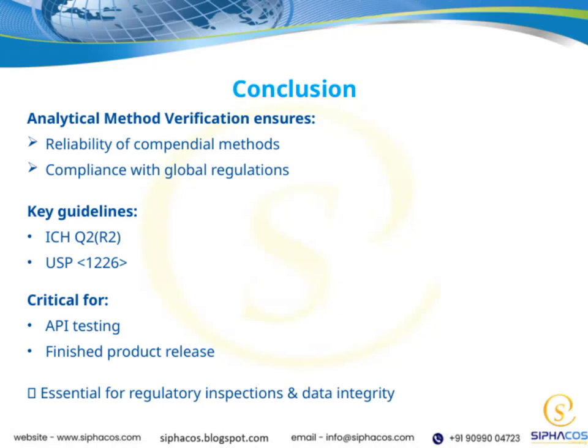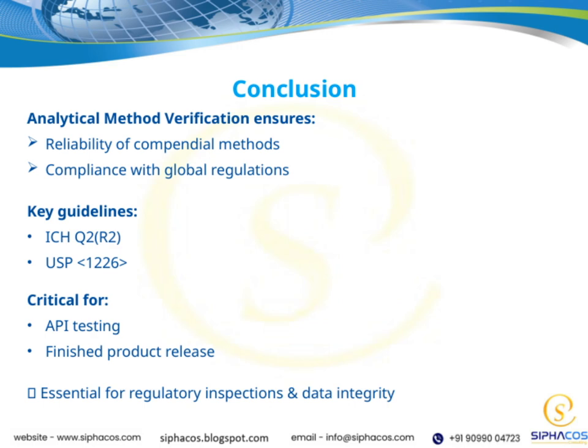As we've seen, verifying our analytical methods is crucial to ensure the reliability of compendial methods. This way, we can confidently trust the results we generate. It also helps us stay compliant with global regulations, which is essential in today's international pharmaceutical landscape. I want to highlight the key guidelines that govern this process, specifically ICH Q2(R2) and USP 1226. These provide the standards and best practices we need to follow to validate our methods properly.